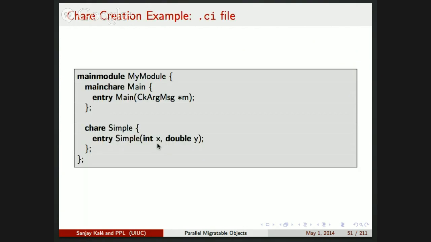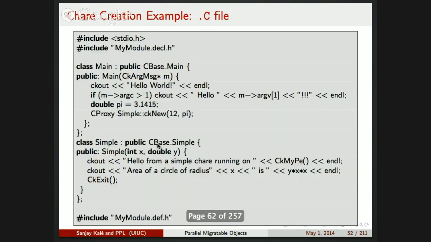Okay, so here is the example that we touched on briefly before. We can go over this in a little more detail. So again, we have some module. In this case, it's called my module. I think in the example code, I renamed it so it doesn't collide with all the other examples. So we have two chare declarations. Each one is very simple. They only have constructors, no other entry methods. Again, Simple takes in two parameters in its constructor.